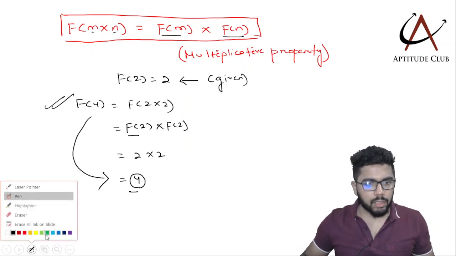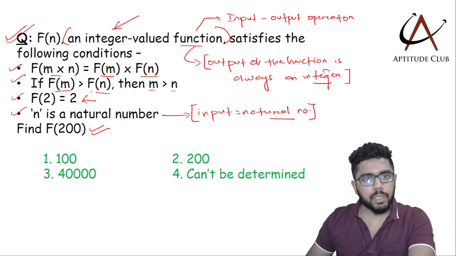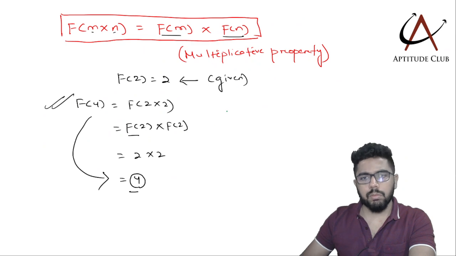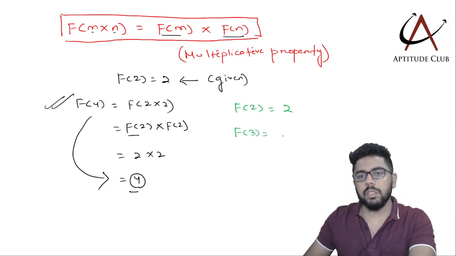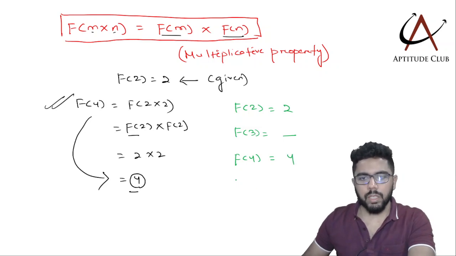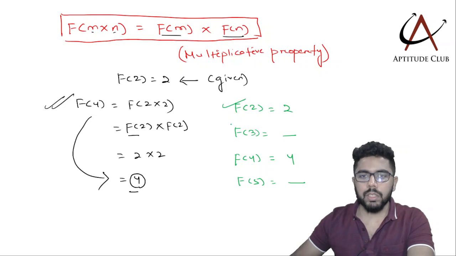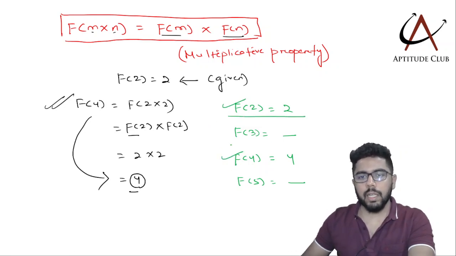If I use the second condition now, this is where it gets interesting. If f of m is greater than f of n, then m is greater than or equal to n. Now f of 2 is 2. I don't know what the value of f of 3 is, but f of 4 is 4. Again, I don't know what the value of f of 5 is, but I could calculate these two values. F of 2 was given, I could calculate what f of 4 is.